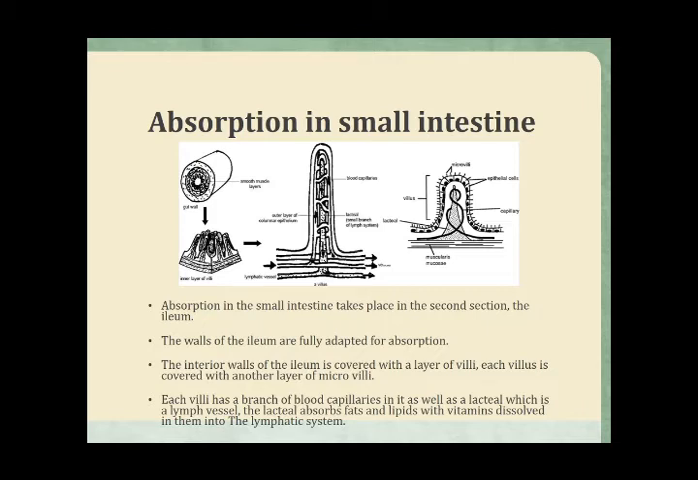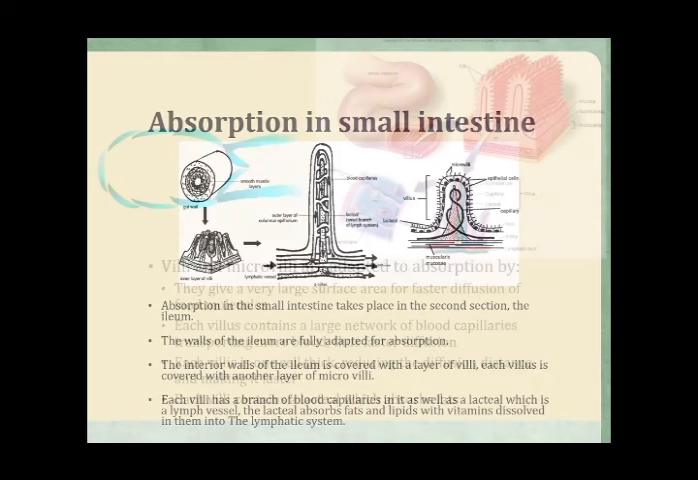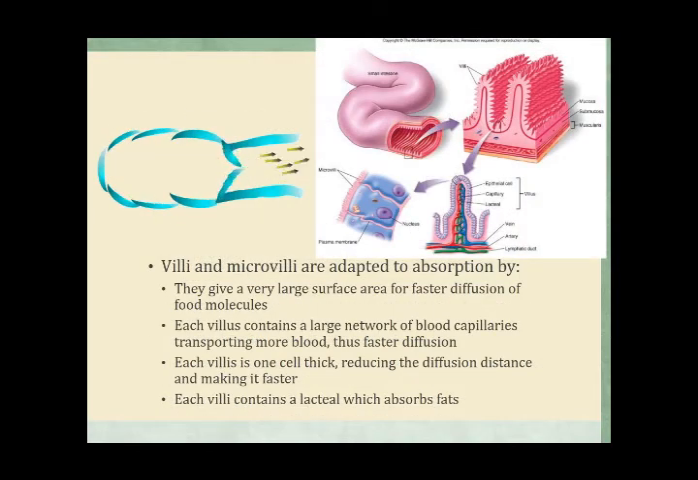Within the villi, they have a branch of blood capillaries and also a lacteal. A lacteal is a lymph vessel where you take away fats and lipids and vitamins and put them into the lymphatic system. The microvilli add to the surface area, and each one of the villi is very thin. They are able to add much surface area for absorption.